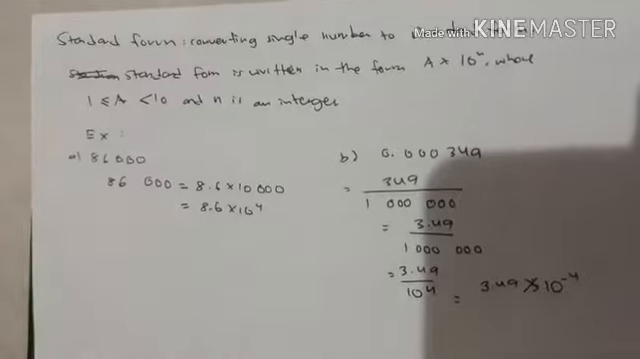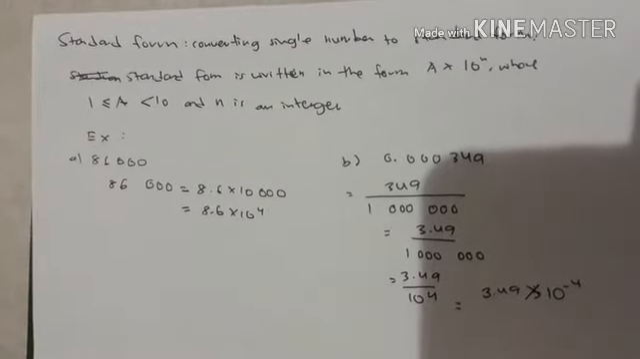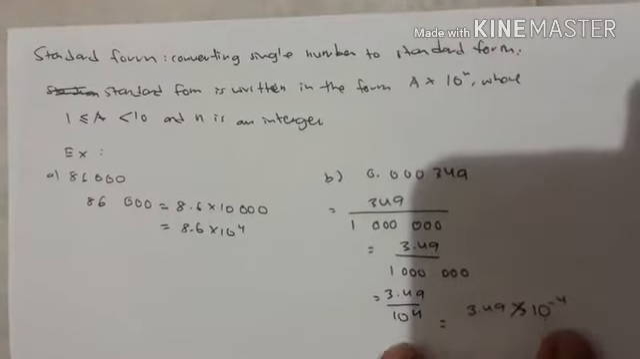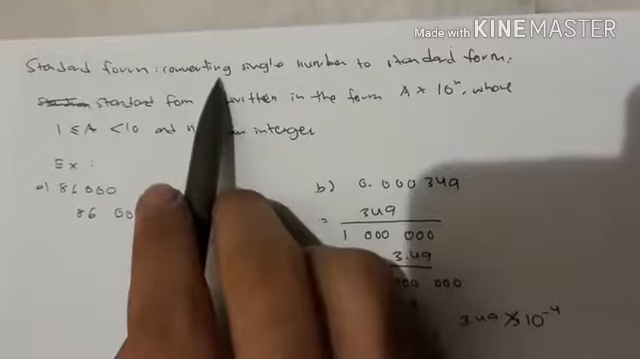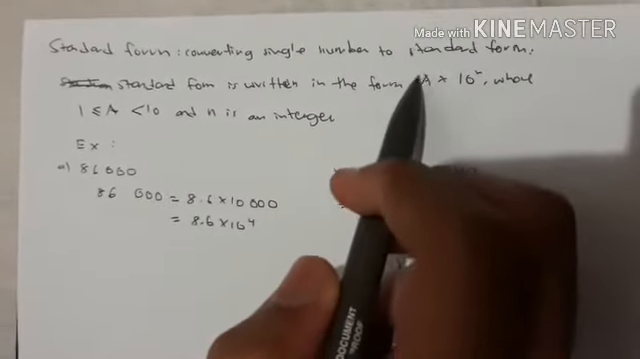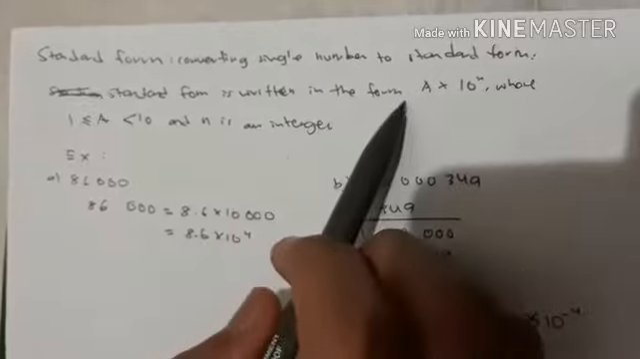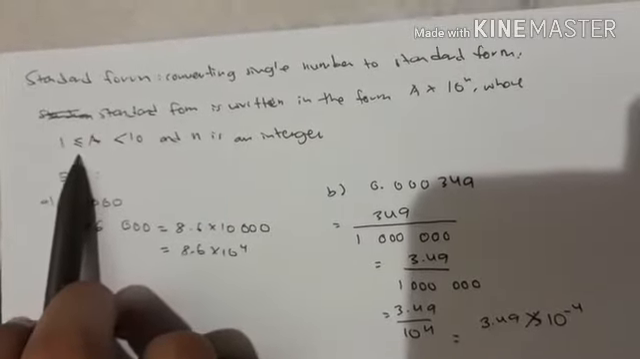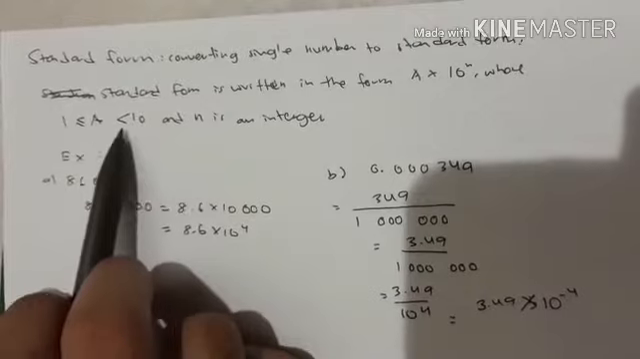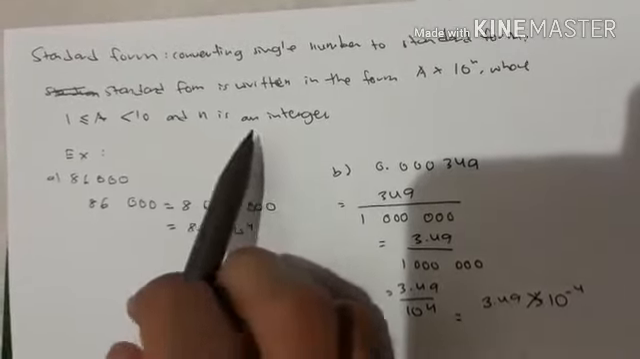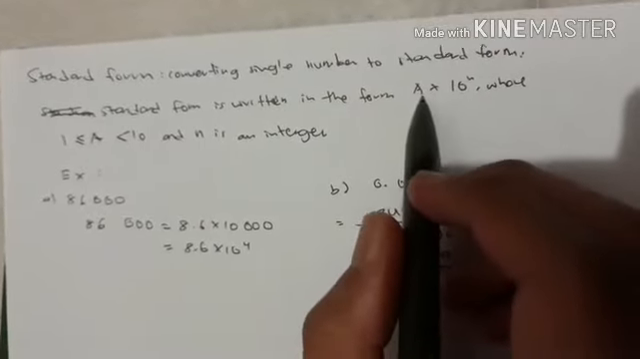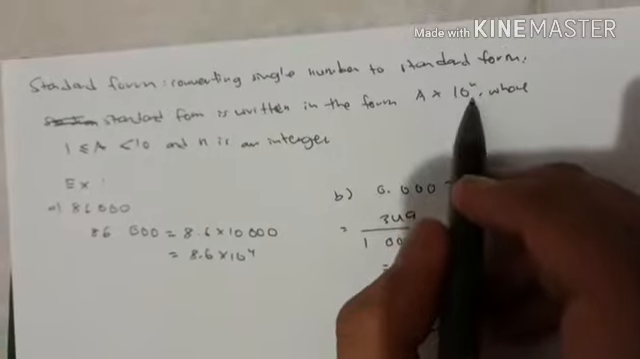Now, okay, now we're going to learn about standard form. There are two things in standard form. First is converting a single number to standard form. Okay, standard form is written in the form a times 10^n, where 1 is less than or equal to A, A is less than 10, and n is an integer. Okay, A is a number, and n is the power for the number.